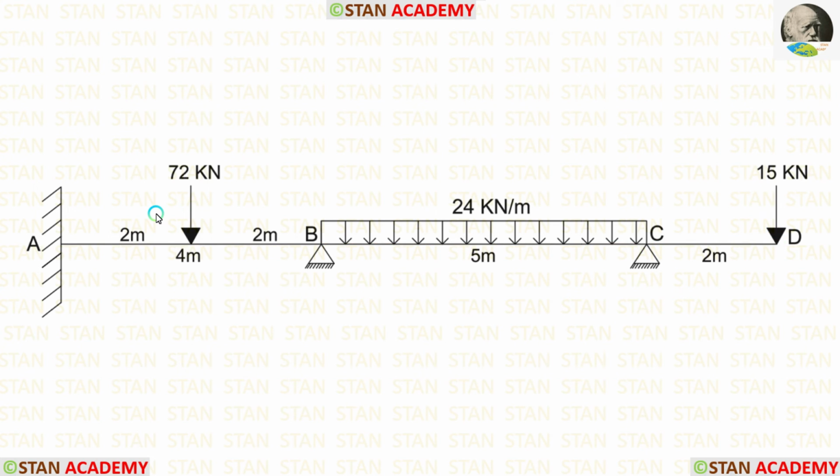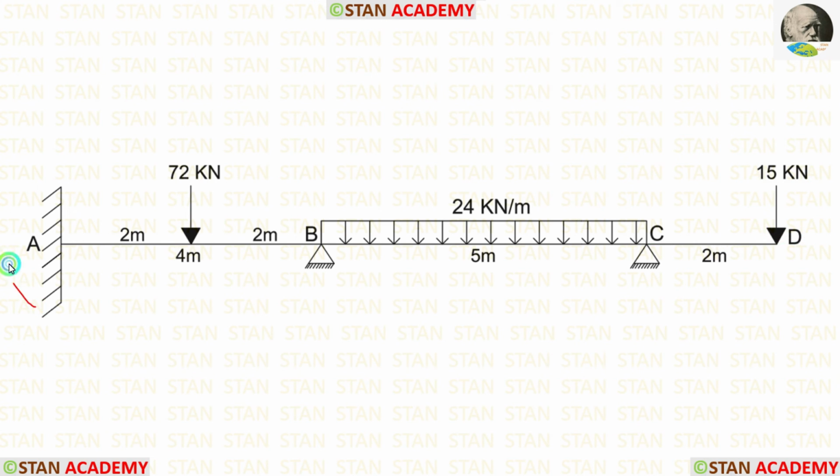In the span AB, there is a point load 72 kN acting in the center. In the span BC, there is a uniformly distributed load 24 kN per meter acting for the full span. In the overhanging span CD, there is a point load 15 kN acting in the point D.